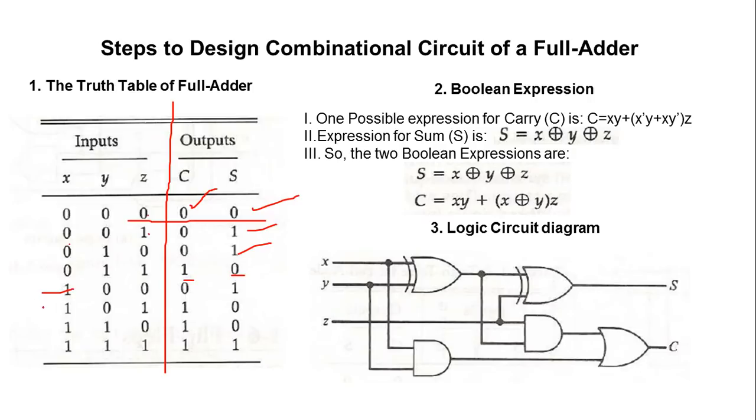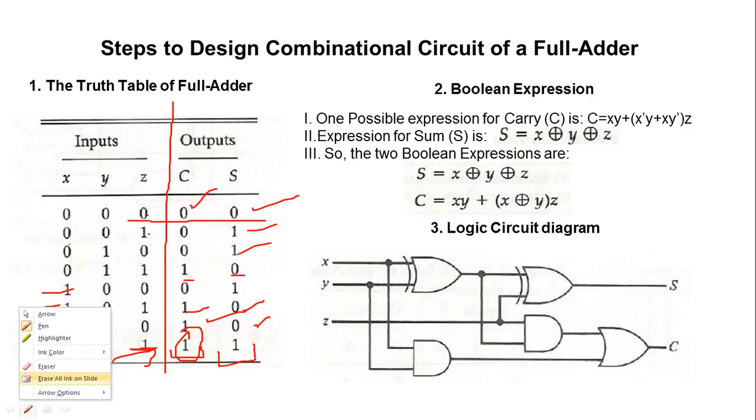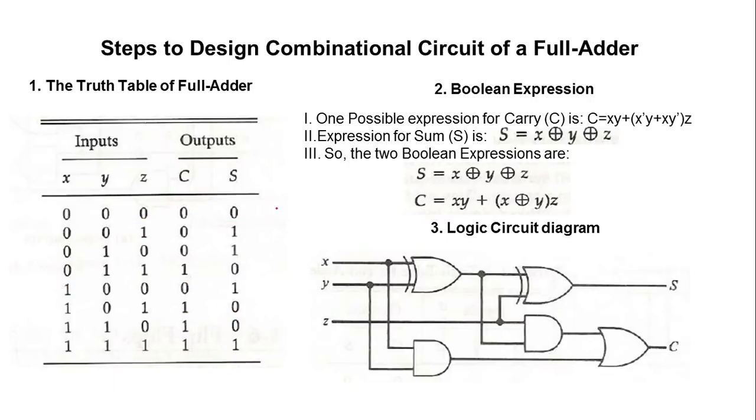Same for 1 plus 0 plus 1: 0 will be the sum and 1 as a carry. For 1 plus 1 plus 0: 0 sum, 1 as a carry. For triple 1, 1 plus 1 is 0 with 1 as carry, then 0 plus 1 yields 1 as the output, and 1 itself remains as a carry value here. So I think you can easily relate to this particular truth table.